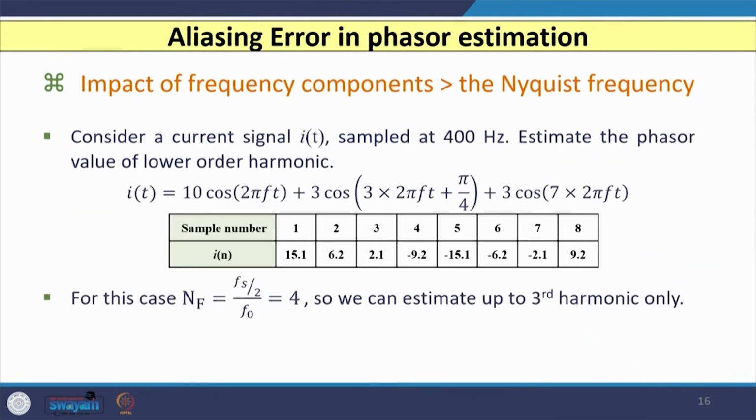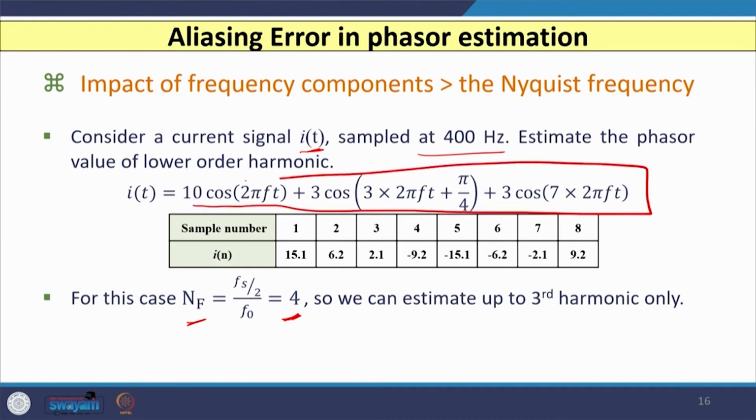To understand this, let us consider a signal i(t) which is sampled at 400 hertz. When you sample at 400 hertz with a fundamental frequency of 50 hertz, your NF comes out to be 400 by 2, that is 200, divided by 50, so that comes out to be 4. Now, let us say this i(t) is a combination of this equation. It contains 10 cos 2 pi f t plus a third harmonic 3 cos something plus 3 cos 7, so it contains the 7th harmonic also.